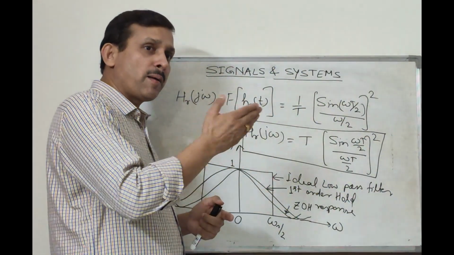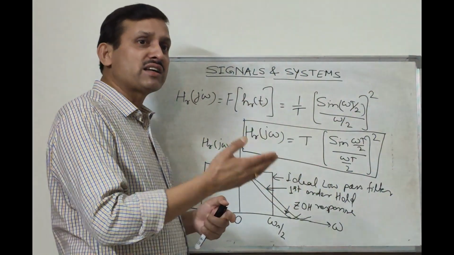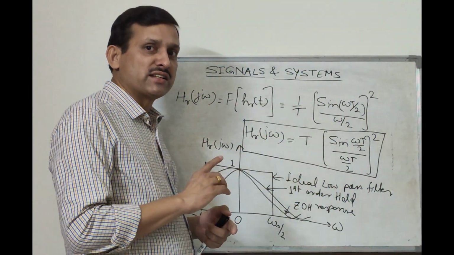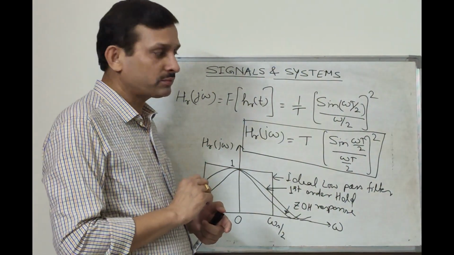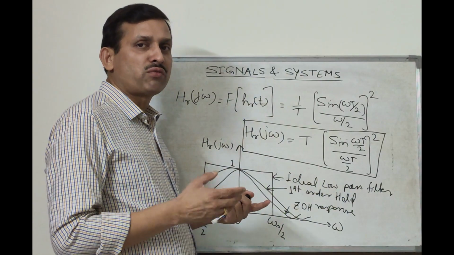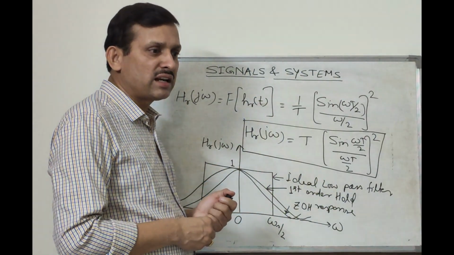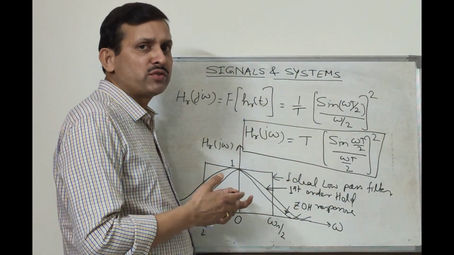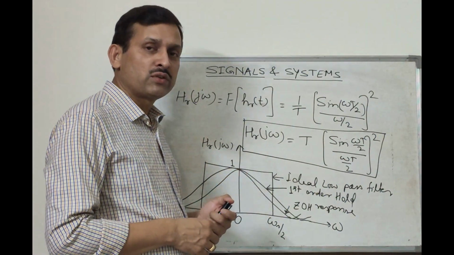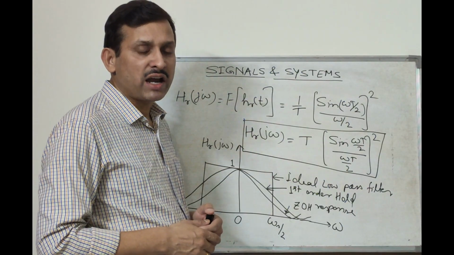So you get a better reconstructed signal, but it will be at the cost of more complexity and more computation. But the output of first order hold is generally good enough to be used as a reconstructed signal. Okay, so we'll stop here. Thank you very much, and we'll continue in the next lecture.